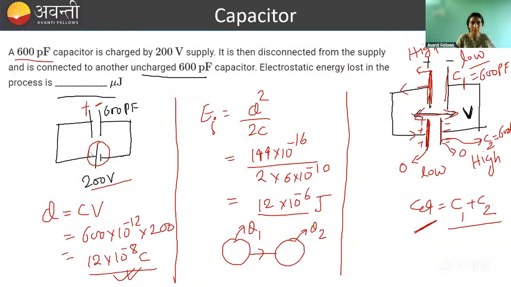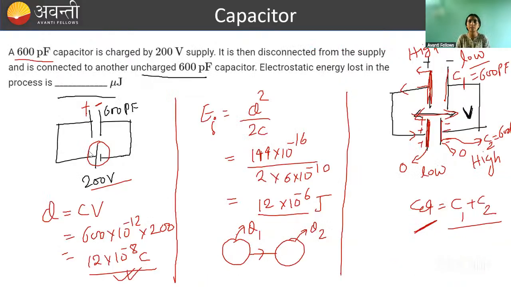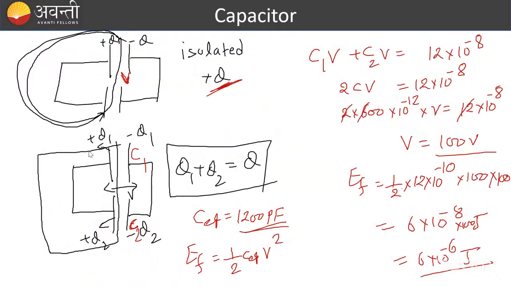How much was the initial energy? 12 into 10 to the power minus 6 joule. It was, right? So calculation गलत नहीं किया है ना? Because we are getting it wrong. हाफ सी वी का स्क्वायर करना था, ठीक है। So 100 into 100 करूंगी ना, then it will become 6 into 100, so this will become 6 into 10 to the power minus 6 joule, ठीक है। Initial energy was how much? 12 into 10 to the power minus 6 joule. If you are going to take the difference, it will give you 6 into 10 to the power minus 6 joule, ठीक है। So correct answer will be what?